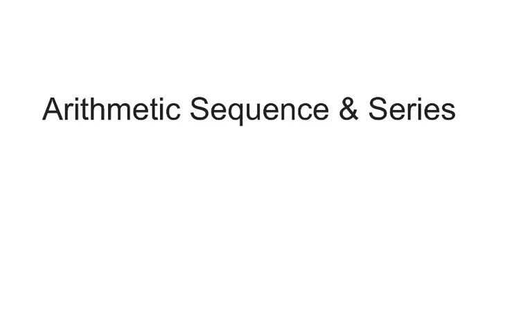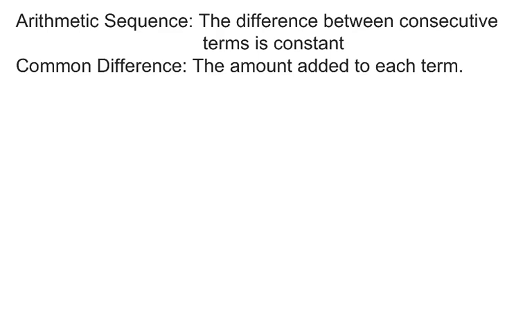Arithmetic sequences and series are a special kind of sequence and series. An arithmetic sequence is one in which the difference between consecutive terms is constant. That means that we're adding the same number every time. That amount that we add every time is called the common difference, and we denote it with a little d.